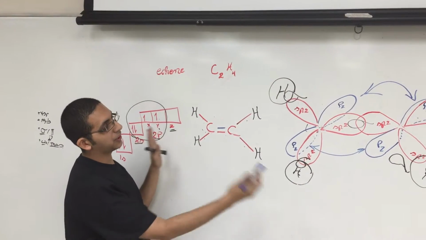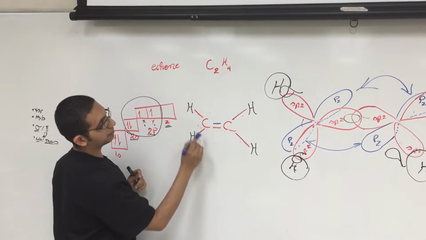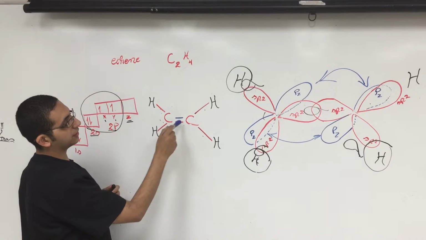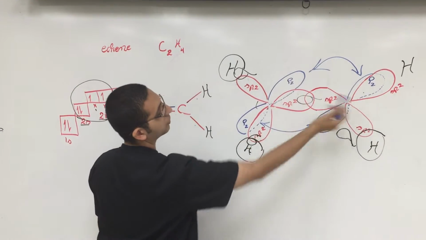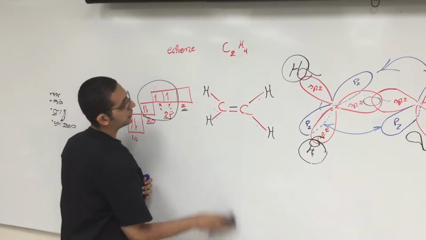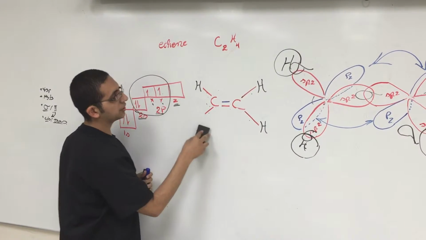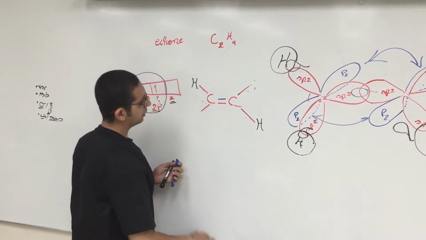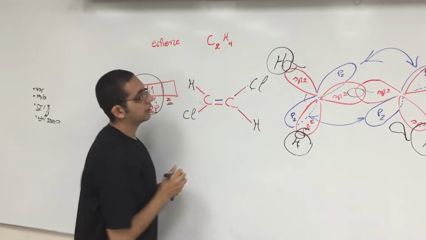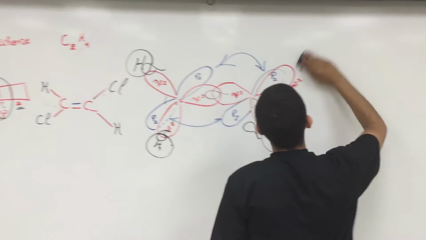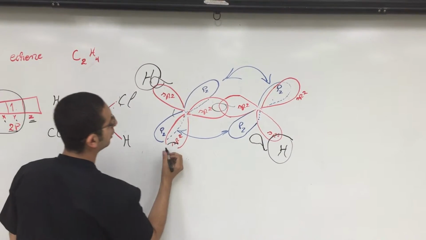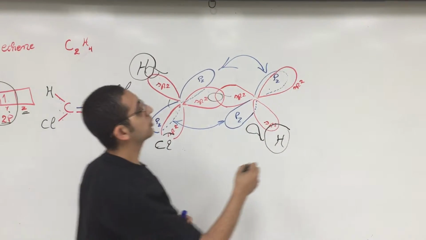After we know how the structure builds up, with 3 sigma bonds and this double bond, which we understood as the overlapping of these orbitals, let's see what happens if we take these 2 hydrogens, this one and this one, and replace them with chlorine, for example. So we'll put a chlorine here and also a chlorine here.